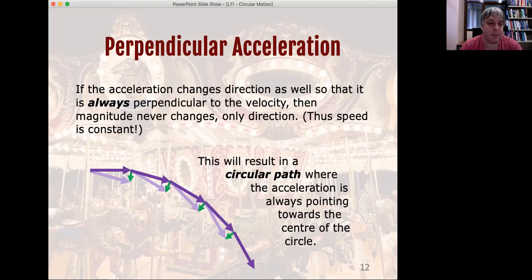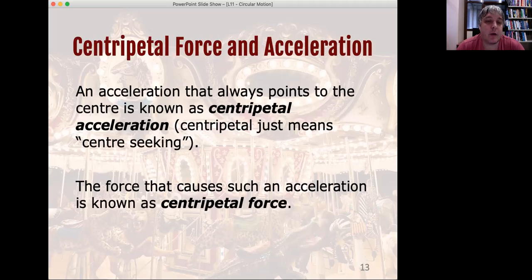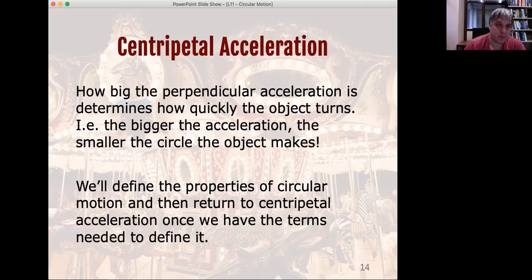So the acceleration being perpendicular means the velocity will make a circle and the acceleration will point to the center of that circle. For that reason, we call it centripetal acceleration. Centripetal just means center seeking. That's all it means. It points towards the center. Of course, accelerations are caused by forces, so we need a force that will cause this acceleration, and that is just the centripetal force.